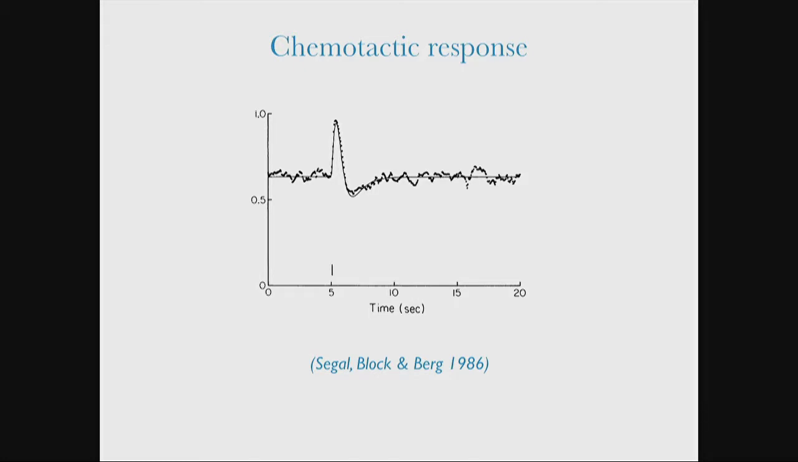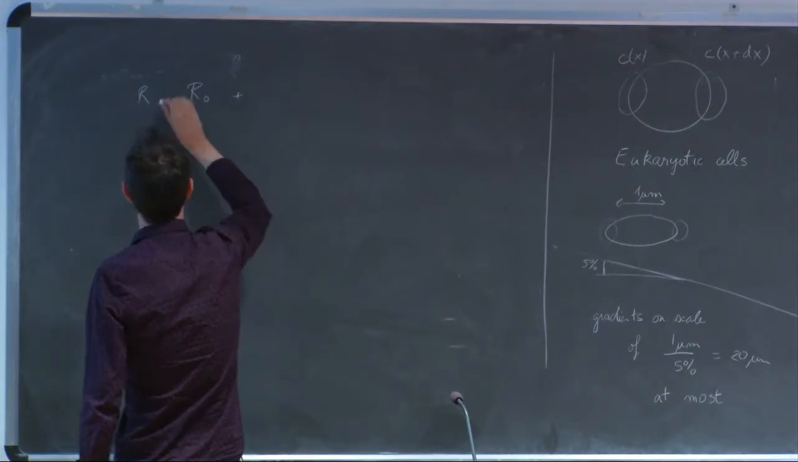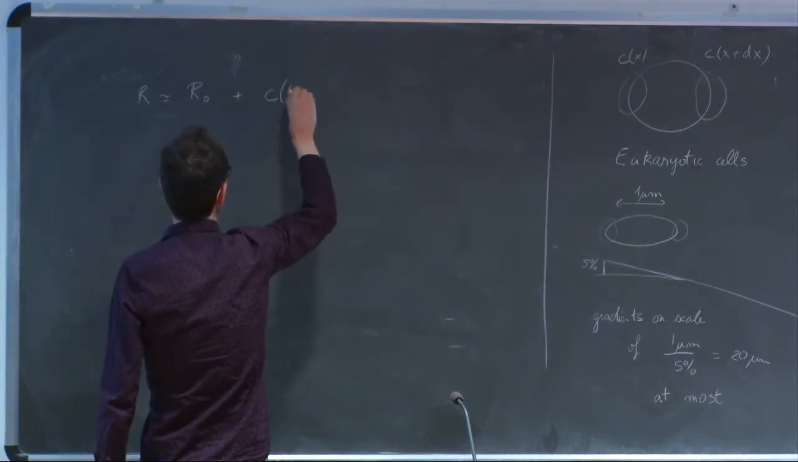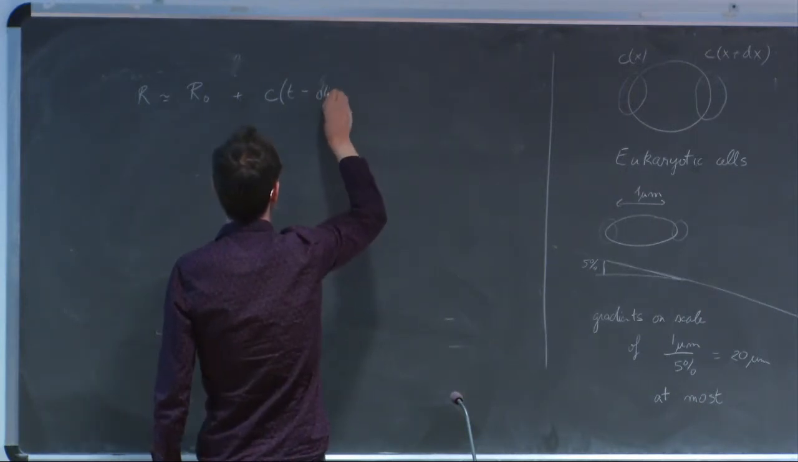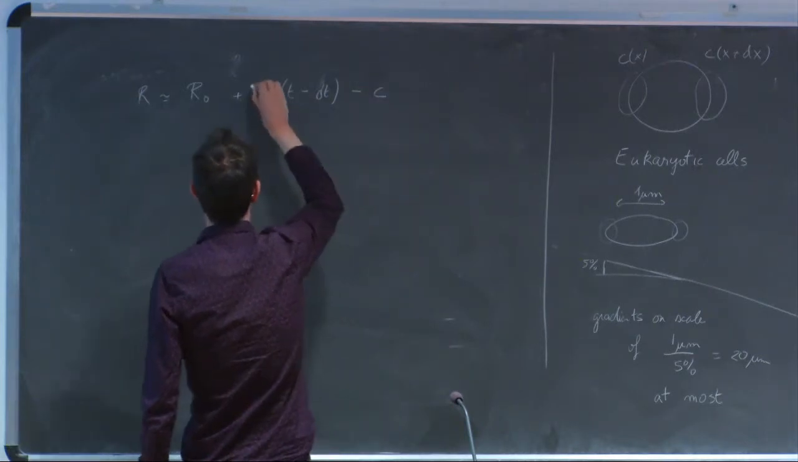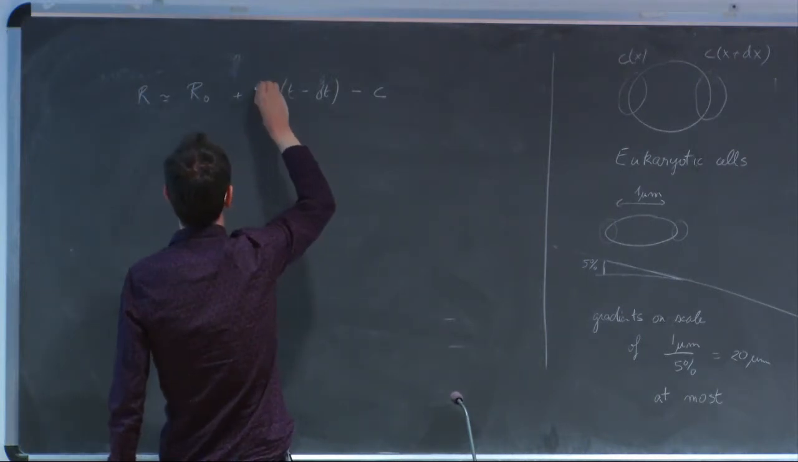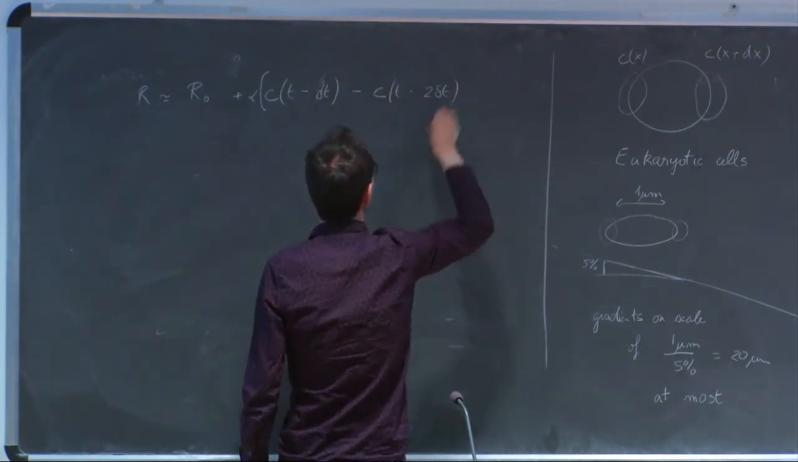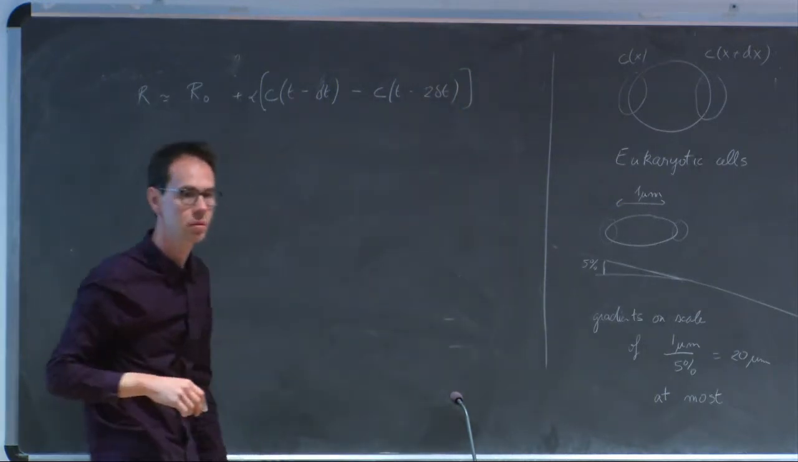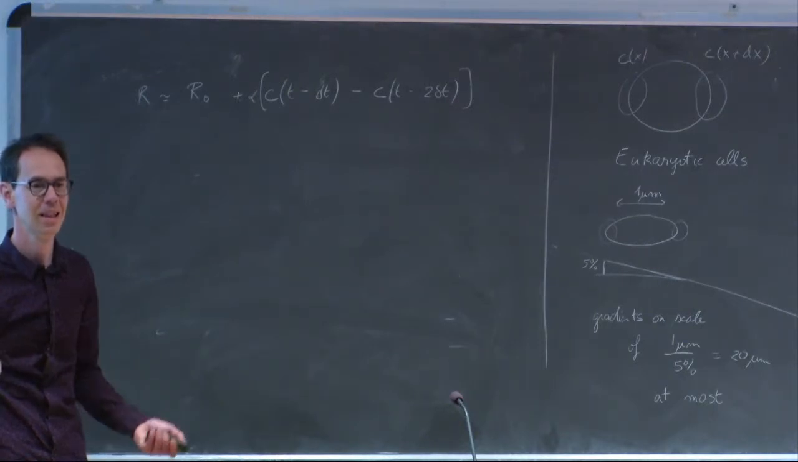So I'm simplifying, right? But the idea is that this response would be like C of t a little bit in the past, so let's call it delta t, minus, and there's some constant here I call alpha, minus the value a little bit more in the past. What does that give you? When delta t is small, it's a derivative, okay?